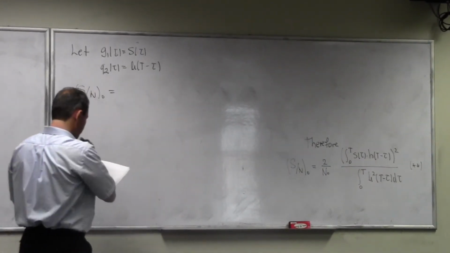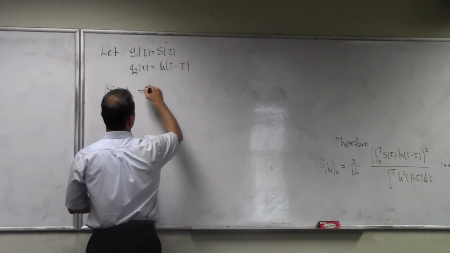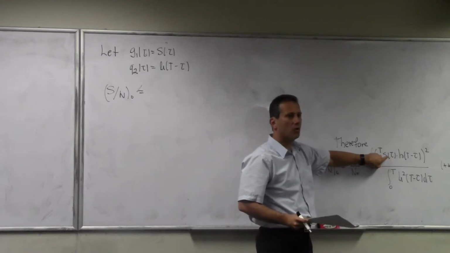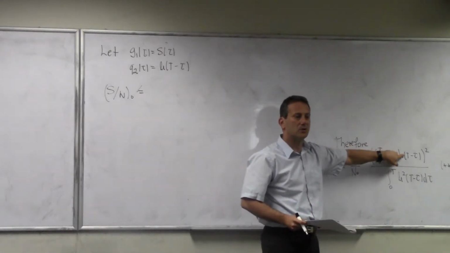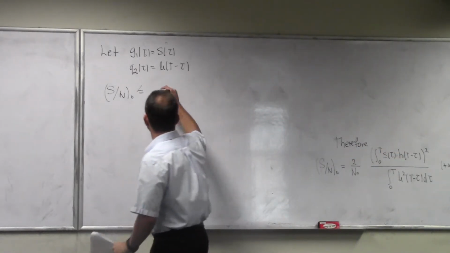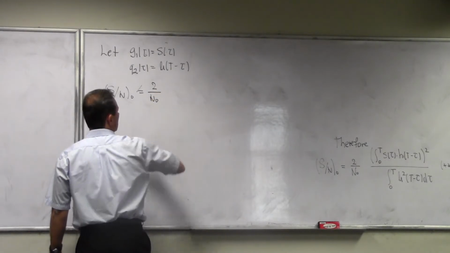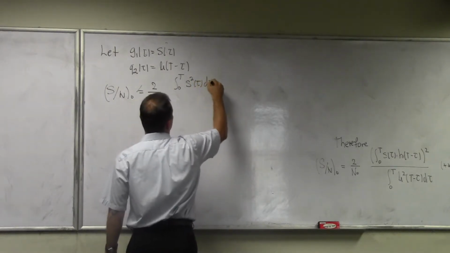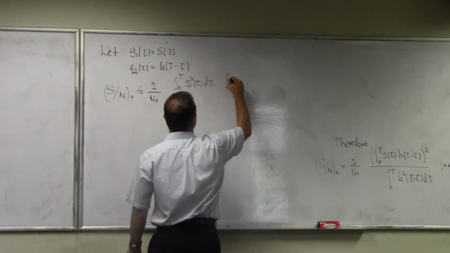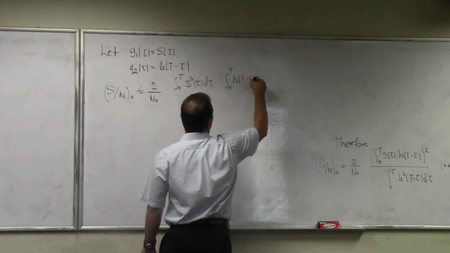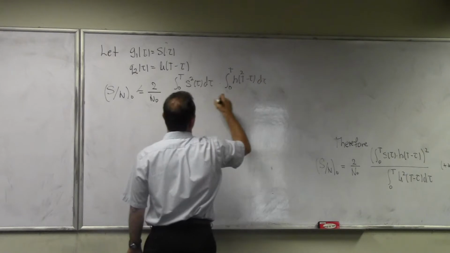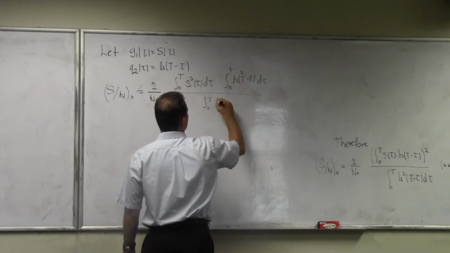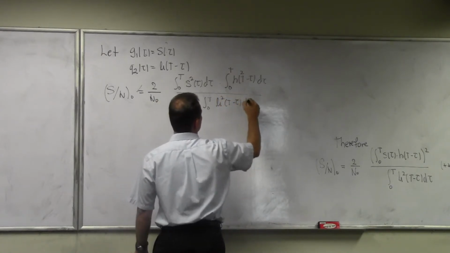So I can say this is smaller. Instead of seeing this as a dot product, I can say it's smaller than the norm of the first one squared times the norm of the second one squared. So the signal-to-noise ratio is always going to be smaller than 2 over N0, integral from 0 to T, s squared of tau d tau, times integral from 0 to T, h of t minus tau squared d tau, divided by integral from 0 to T, h squared of t minus tau d tau.